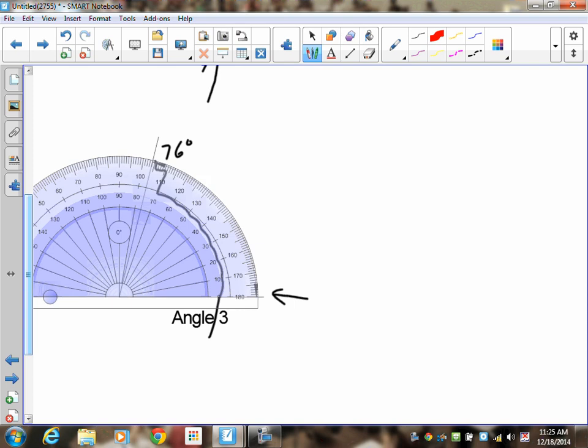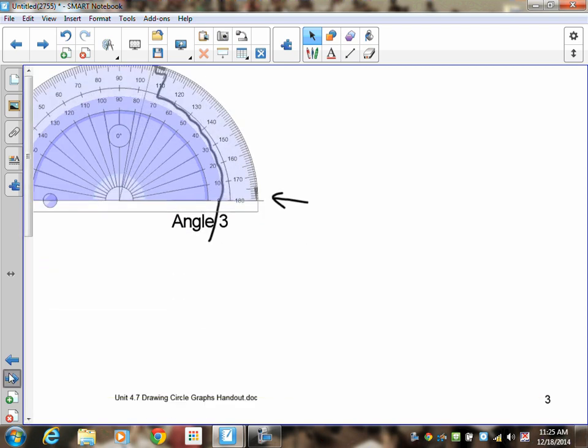If you got 75, that's acceptable. If you got 77, that's acceptable. But if you got anything lower or higher than those two values, you would get the question wrong. Okay, now that was angle 3.